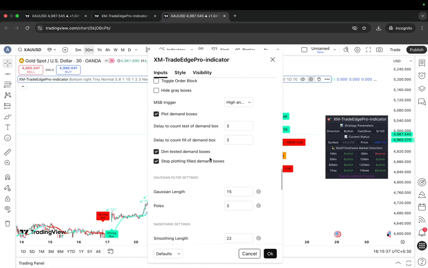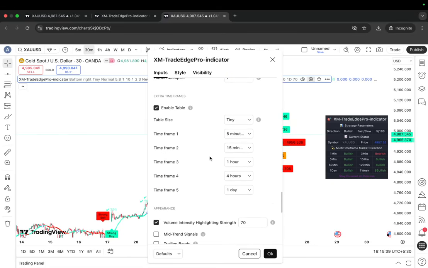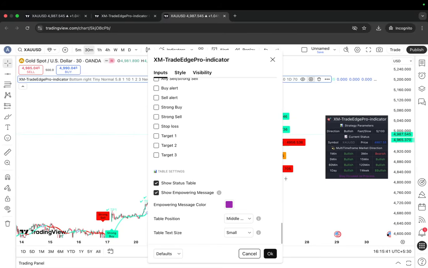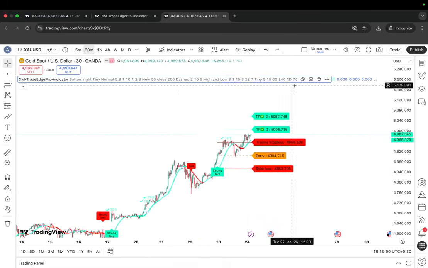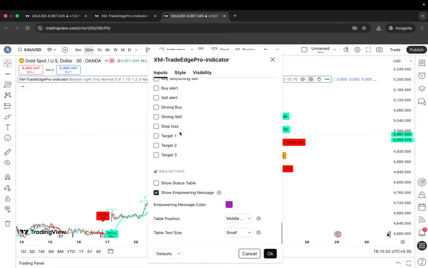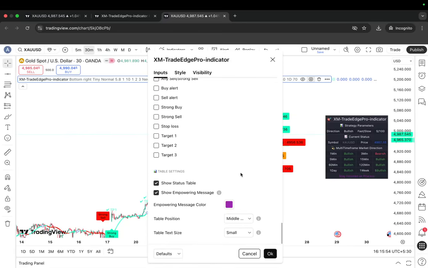But a few people have asked me to remove the table. So you can remove or show the table from here. If you click show status table, it will get removed. And if you want to see that table, you just have to do this. You can also change the position of this table, either top right, top left, bottom left, or bottom right, accordingly. From here, this will help you.